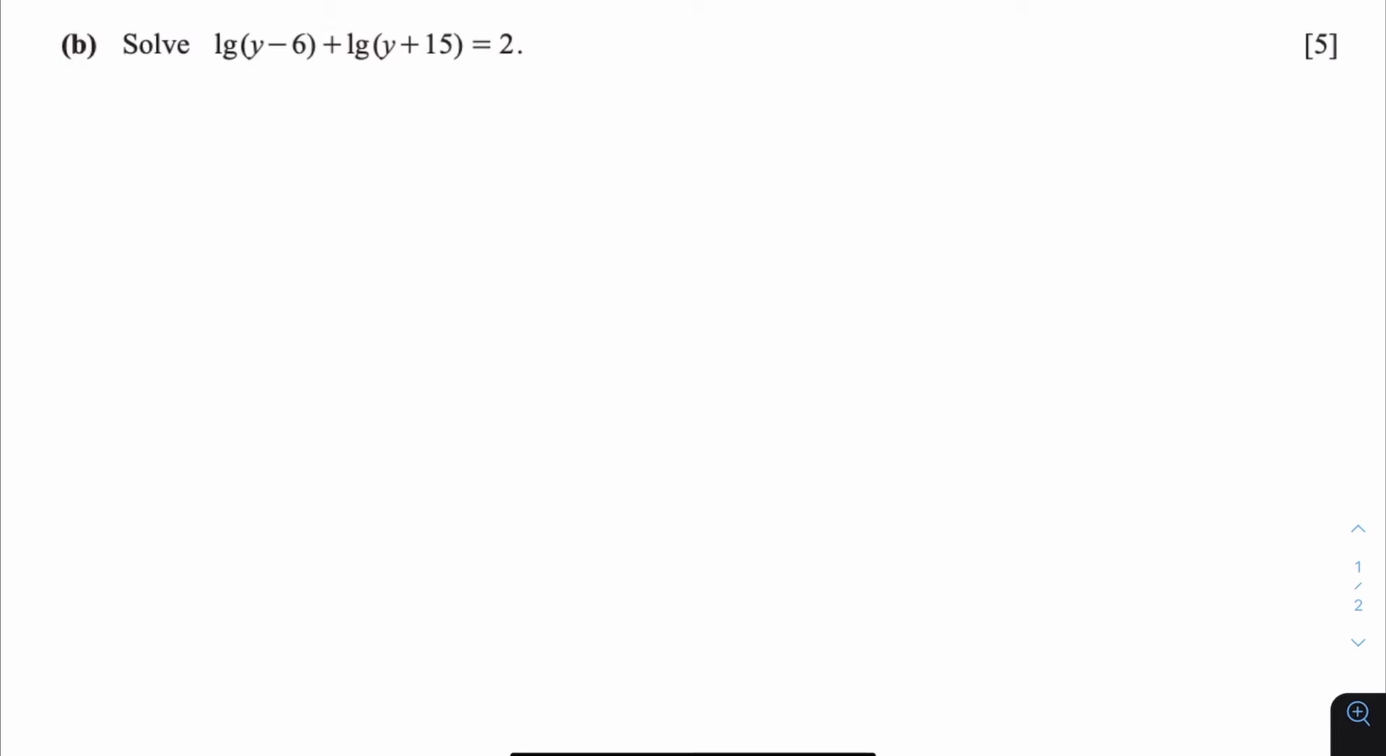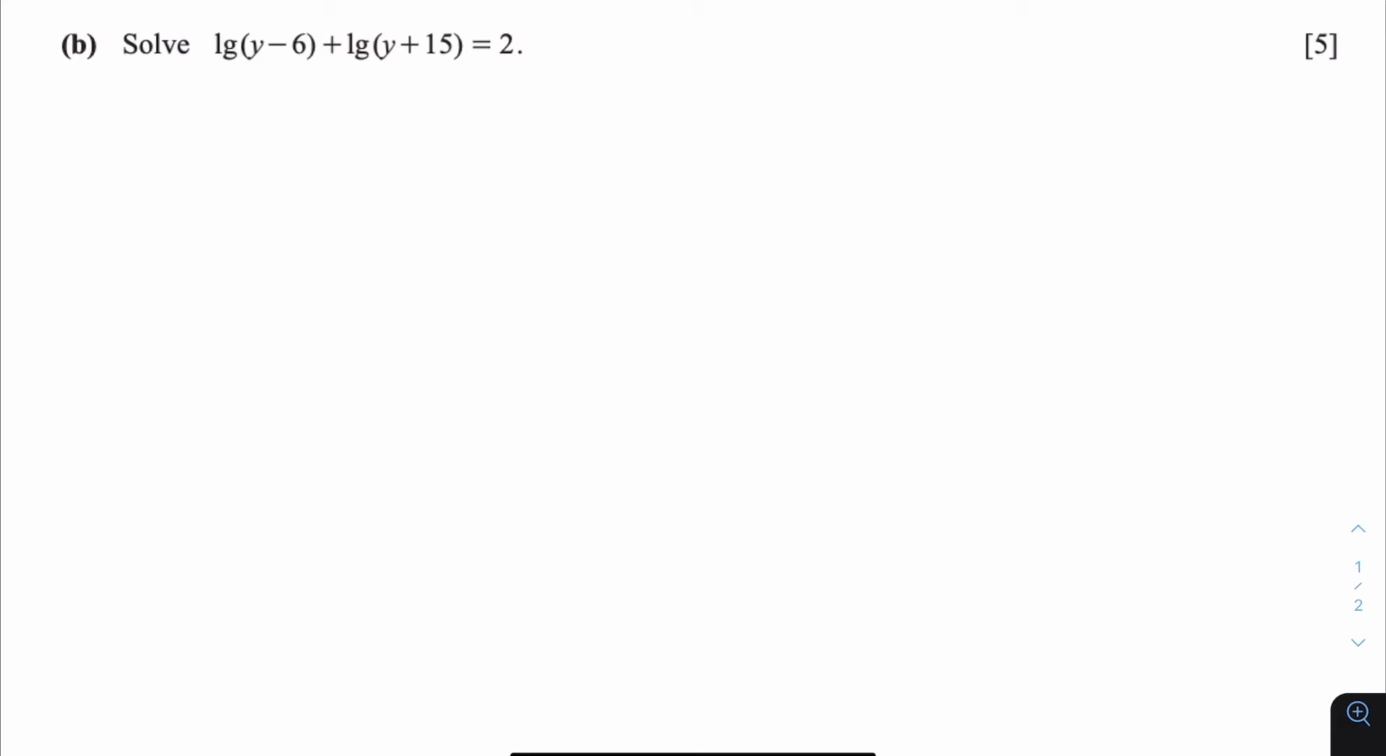So this here is an add math style question, so if you're in CIM or doing the CIM course, it's not really necessary to attempt, but it may be good to enrich your understanding about logarithms further. So solve lg(y minus 6) plus lg(y plus 15) is equal to 2.